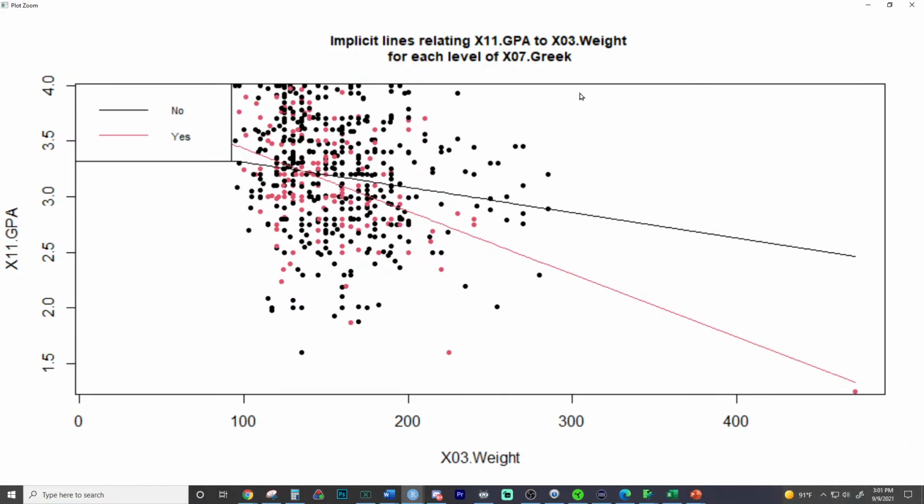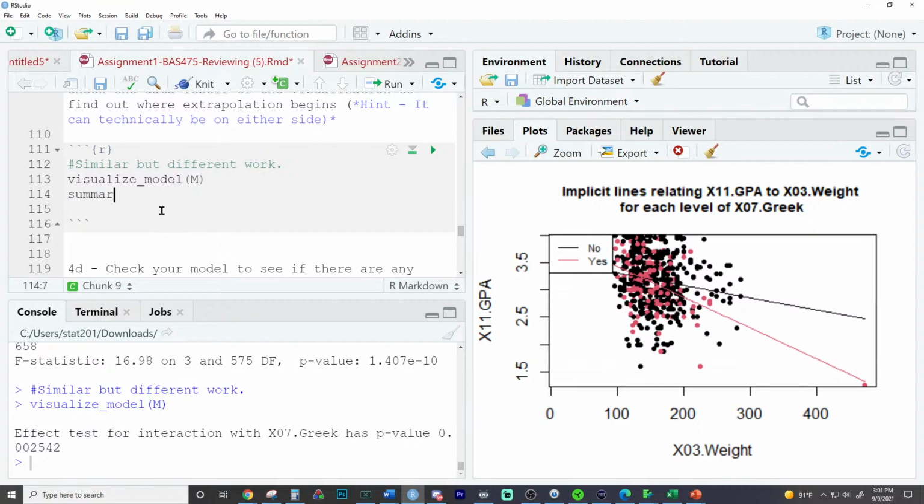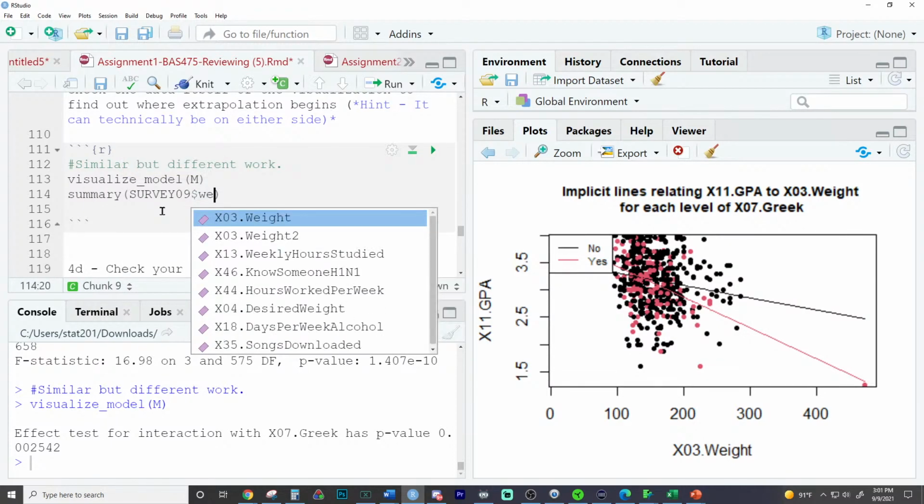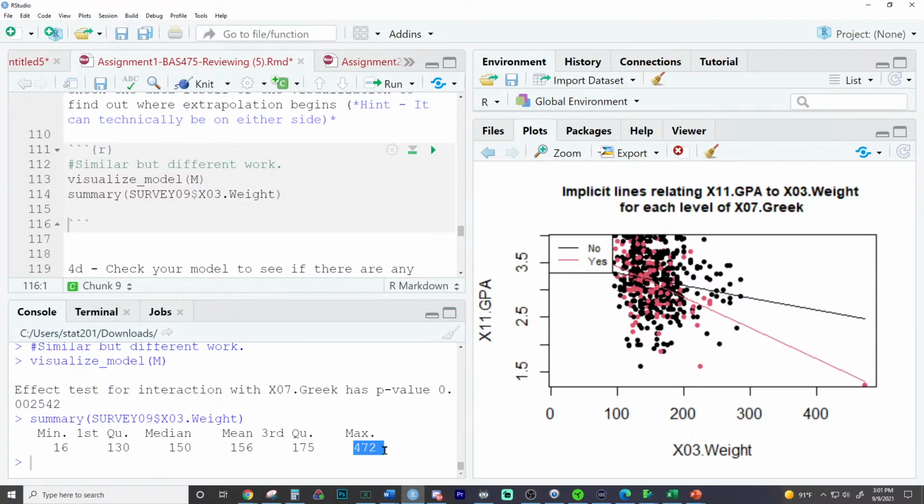It can be crazy. But notice the scope of the model goes from somewhere down here in the 75s, I think. 500 looks to be an extrapolation. Yep. And we could even check by going to a summary of survey, and we could go here to weight. And the max value is 472, which does make Justin right there another 50 points. You are correct, Justin. 500 would be an extrapolation.